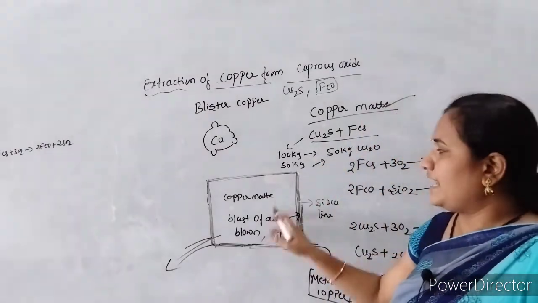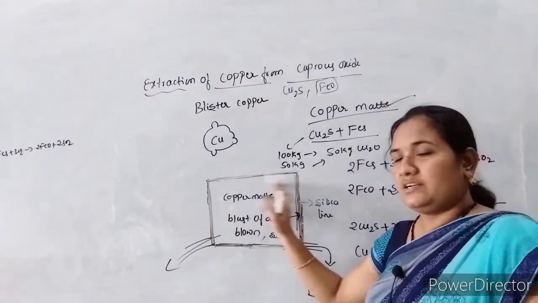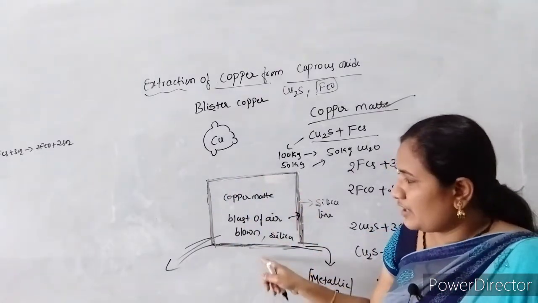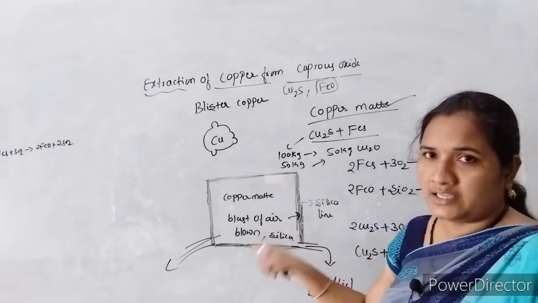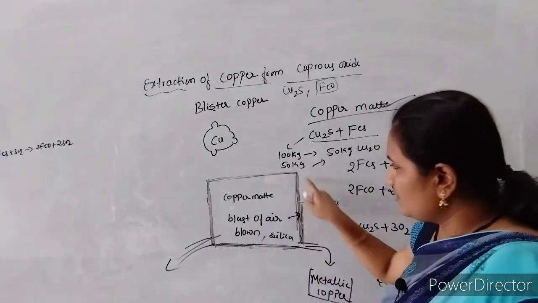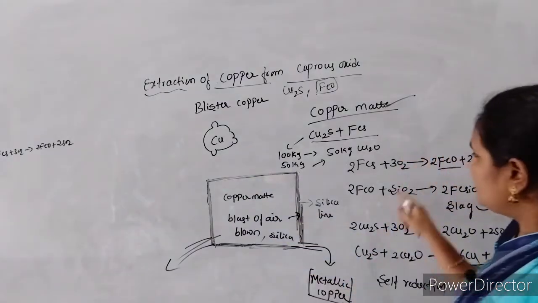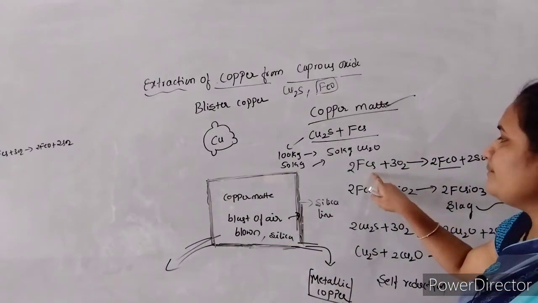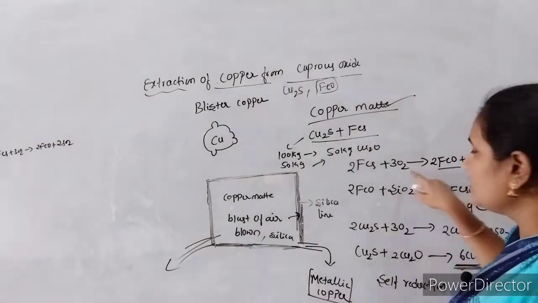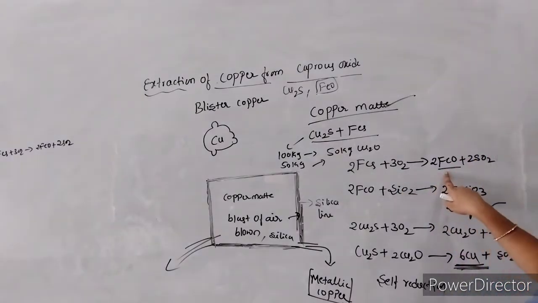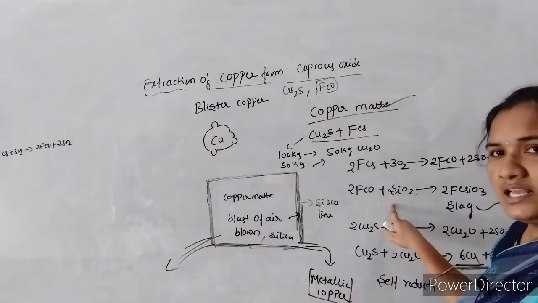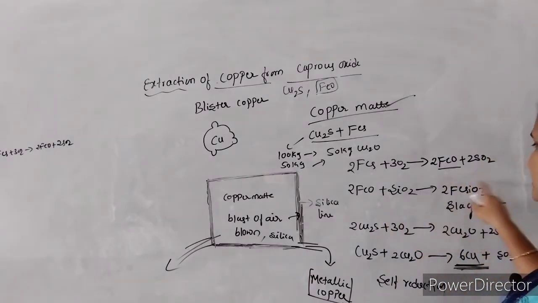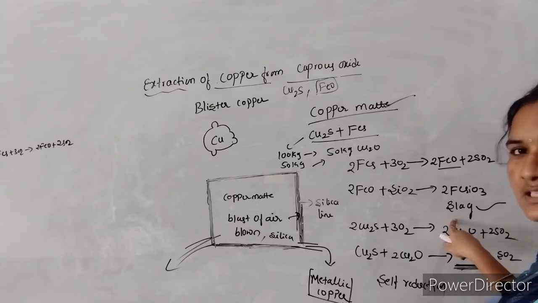It is added into the silica-lined converter, and we blow a blast of air, and a little amount of silica is again added. In this lining also silica is present. So firstly the FeS is going to oxidize and form ferrous oxide. This ferrous oxide in turn reacts with the silica, so it forms ferrous silicate. It can be removed as slag.